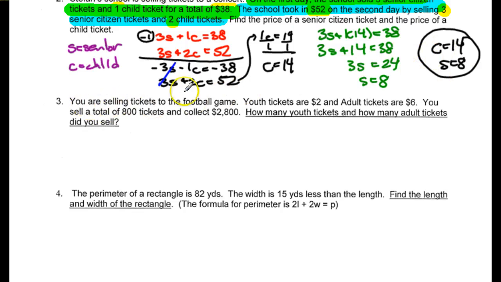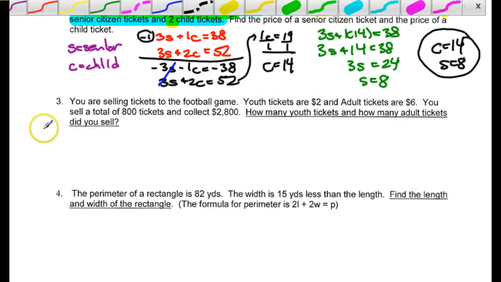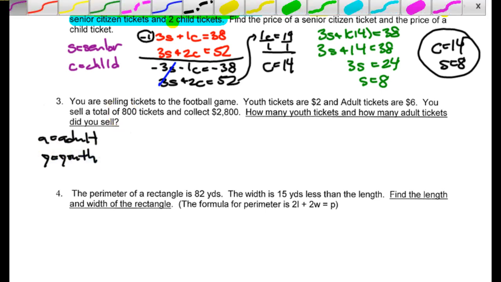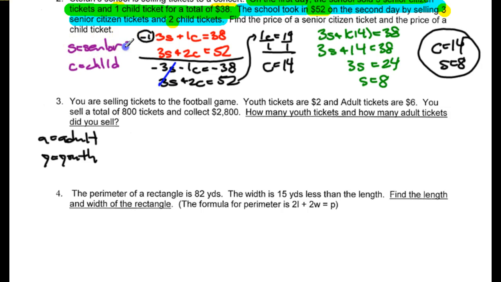Number 3 says you are selling tickets to the football game. Youth tickets are $2 and adult tickets are $6. You sell a total of 800 tickets and collect $2,800. How many youth tickets and how many adult tickets did you sell? So here are our variables: A for adult tickets and Y for youth tickets. But here's the difference, and I wasn't specific enough. In the last problem we were talking about how much the senior citizen and child tickets cost. Here we're talking about how many we sold.